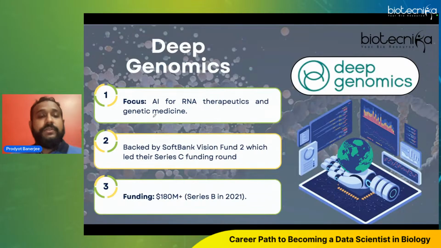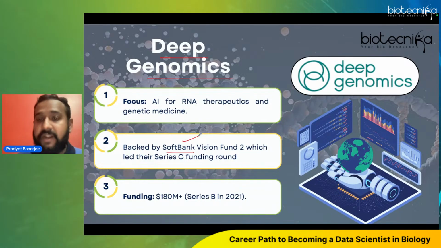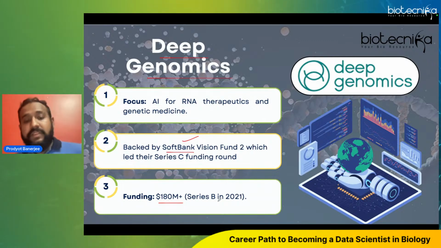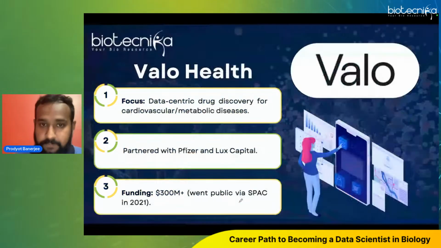Then you have Deep Genomics, which focuses mostly upon RNA therapeutics and genetic medicine. They are backed by SoftBank. Everyone must know SoftBank is a very highly rated company when it comes to funding. They have raised a fund of 180 million plus USD in their Series B in 2021.